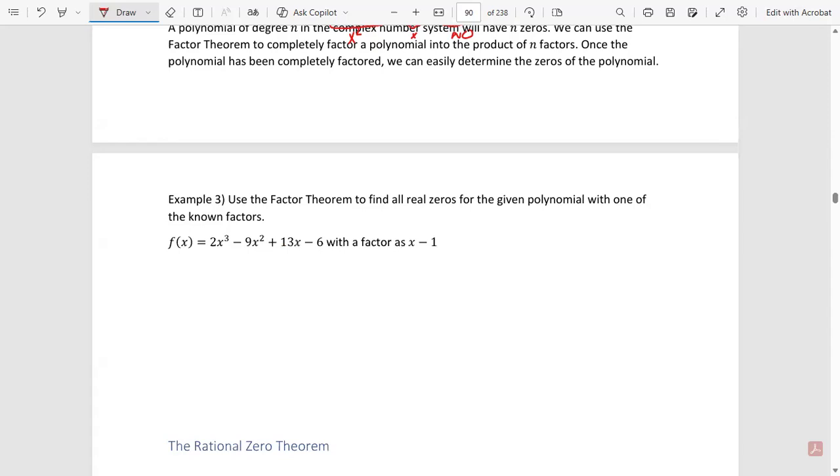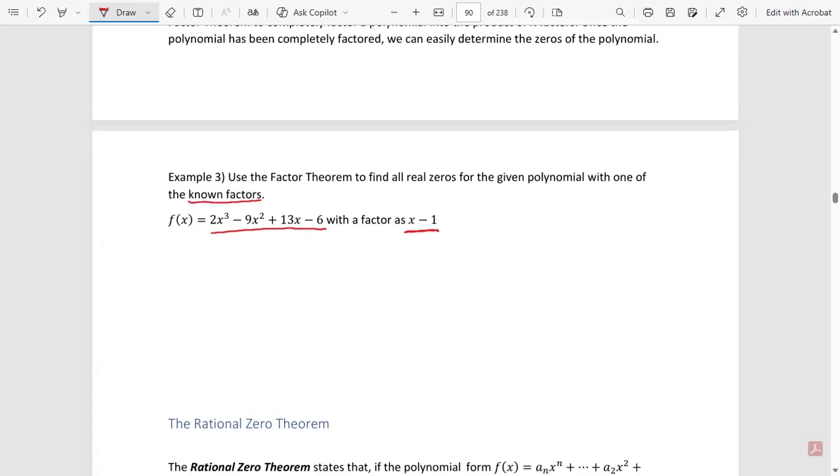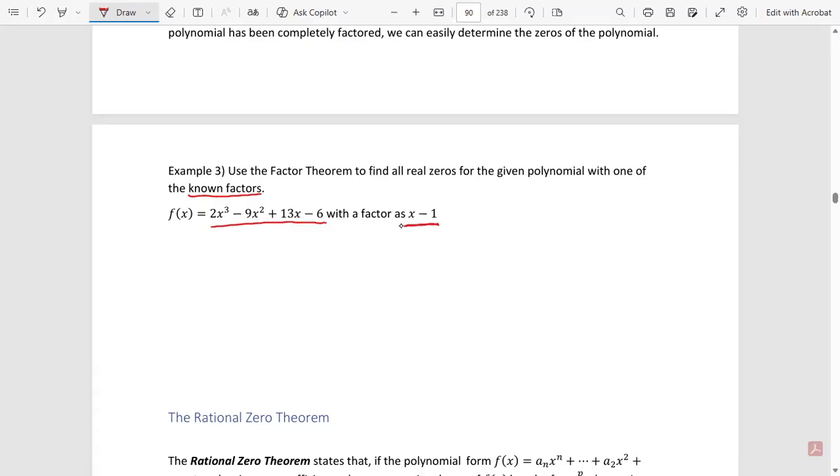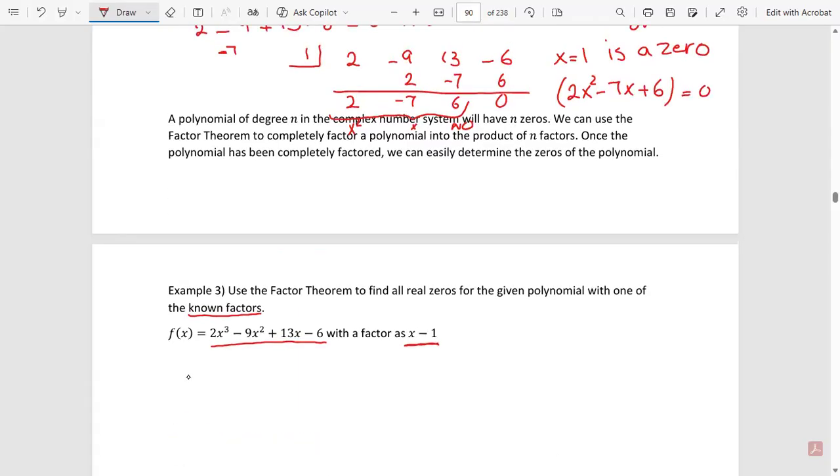Let's look at another example. It says, use the factor theorem to find all zeros for the given polynomial with one of the known factors. So I know that x minus 1 is one of the factors of this. If x minus 1 is one of the factors, I can use synthetic division to find the other factor. I did the synthetic division over here, and I found that 2x squared minus 7x plus 6 is another factor.